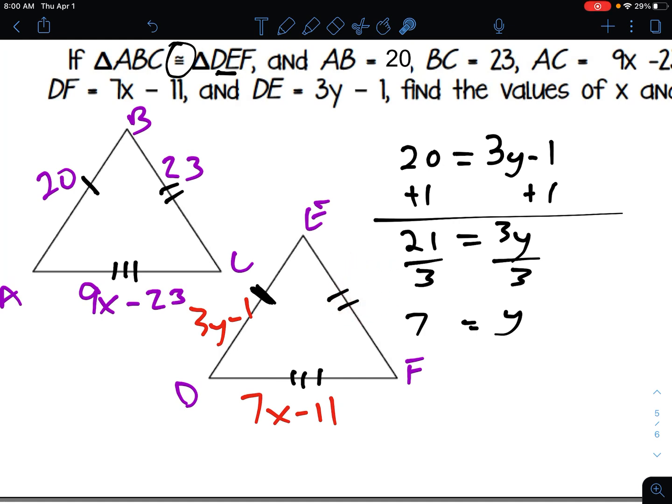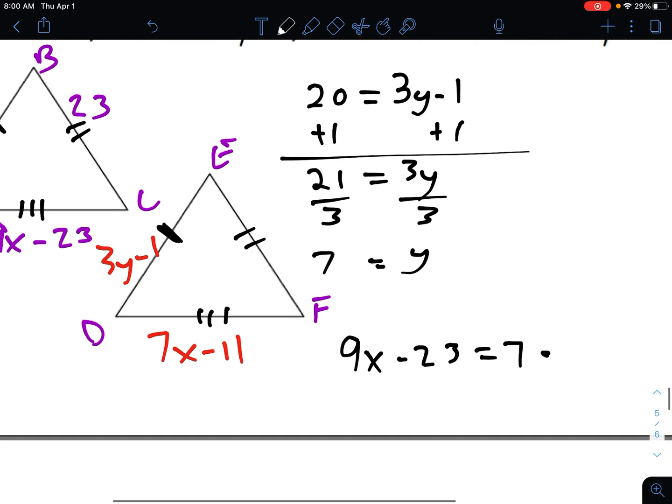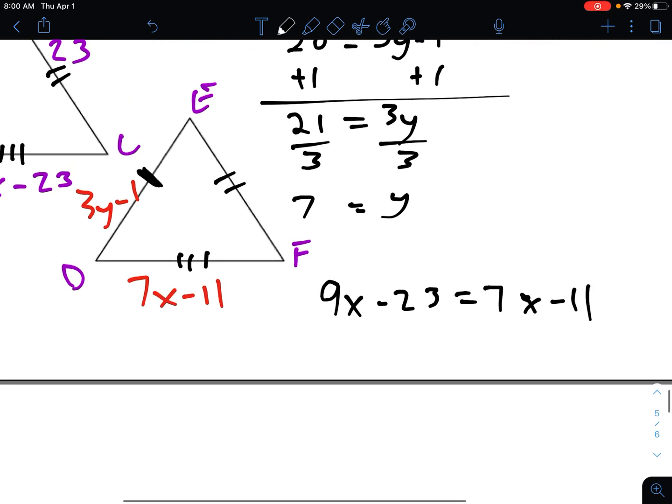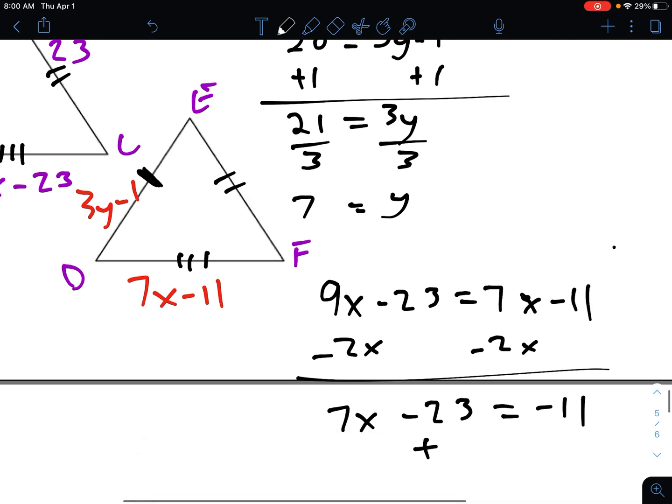BC is 23. Can't use 23 because that's not matching up with anything. I have to go with 9x minus 23 and equal that to 7x minus 11. So subtract 2x. Using the subtraction property, we're going to add 23.